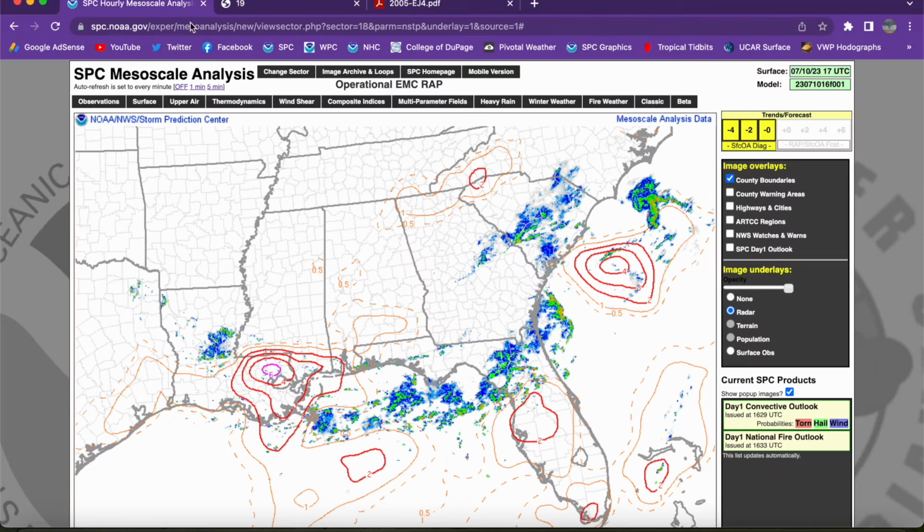But if you have a boundary that is surging pretty fast, you're going to have that landspout potential much decreased because of the much shorter residence time of those updrafts on the boundary.